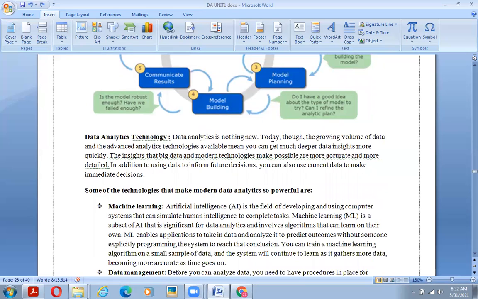Data analytics technology is nothing new. Today, due to the growing volume of data and advanced analytics technologies, we can get much deeper data insights more quickly. The insights that data and modern technologies make possible are more accurate and more detailed. In addition to using data to form future decisions, we also use current data to make immediate decisions. So it is a win-win situation that we can bring data analytics to our company.